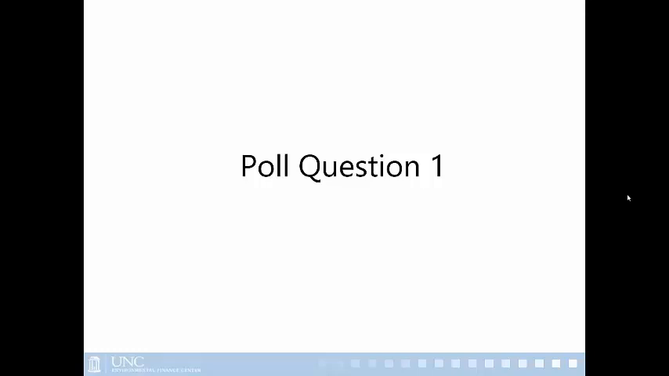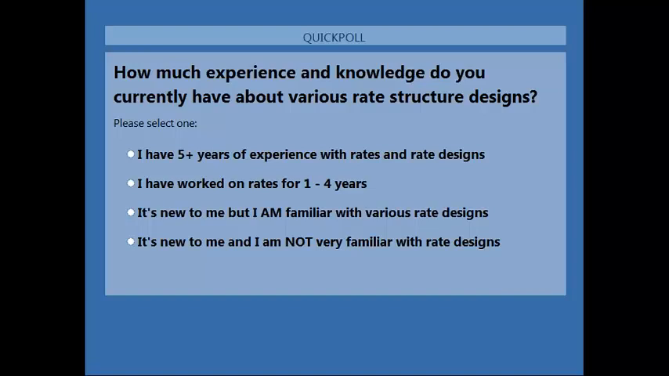Before we get started, I want to ask a poll just so I have an idea of who's in the room. So please respond, let me know, how much experience and knowledge you currently have about various rate structure designs, not just rates, but the different types of rate structures, base charges, increasing blocks, uniform rates, and so on. I just want to get a sense of how much of the background, how much of the details we should go over, or if we need to just skim through those and get into the meat of the discussion. So I'll give you a few more seconds. Okay, thank you.